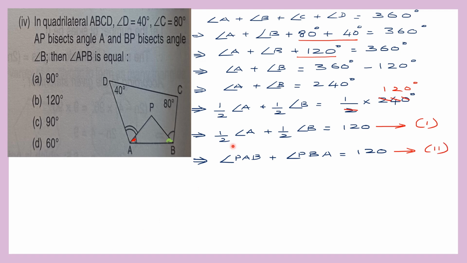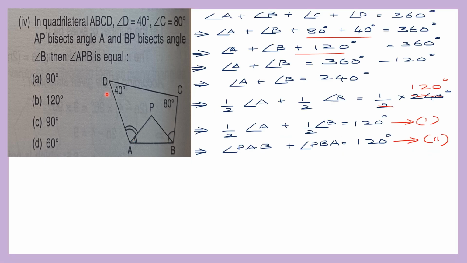Now here, half of angle A is this portion alone, isn't it? It's not this portion of angle A. So this is angle PAB. And half of angle B is this portion alone, which is angle PBA. And since that is equal to 120, this is also equal to 120. This is our second equation.